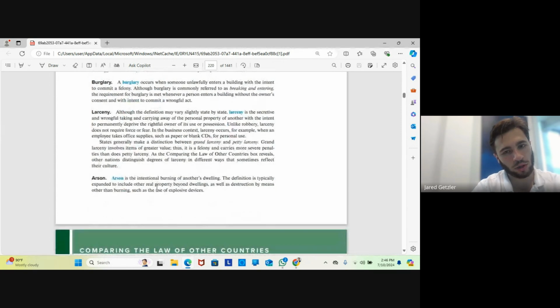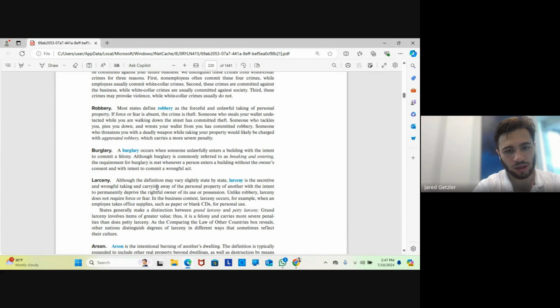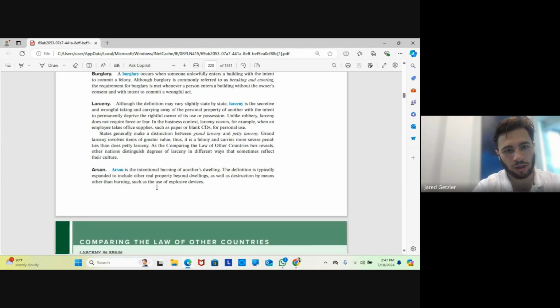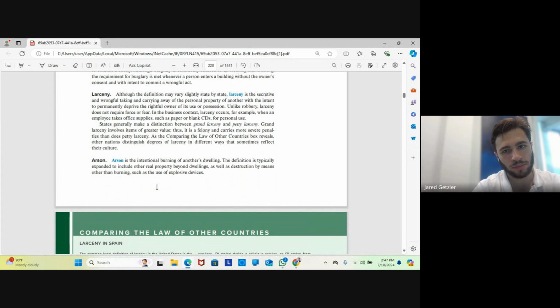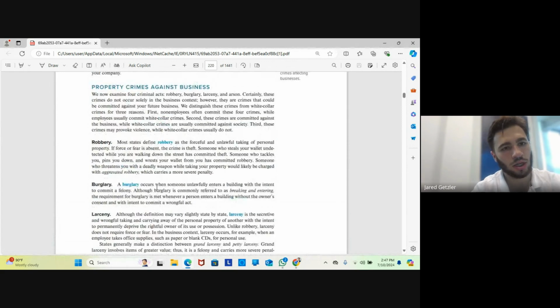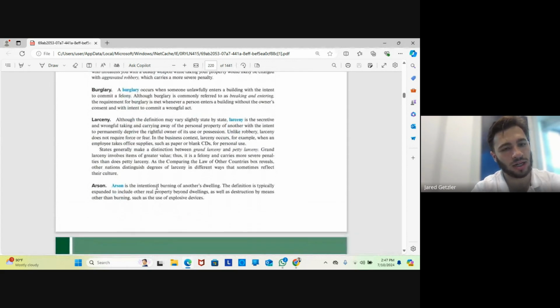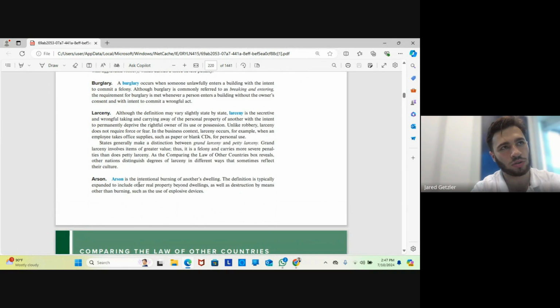So then we also have larceny. Larceny is very similar to theft. That's going to be the secretive and wrongful taking and carrying away of personal property with the intent to permanently deprive the rightful owner of its use or possession. However, the difference between larceny and robbery is that I'm not threatening the person with any harm. I'm taking it without them knowing, permanently.